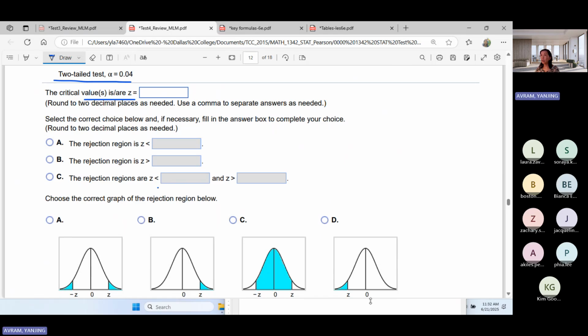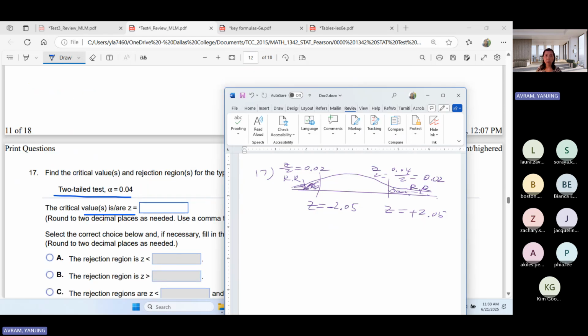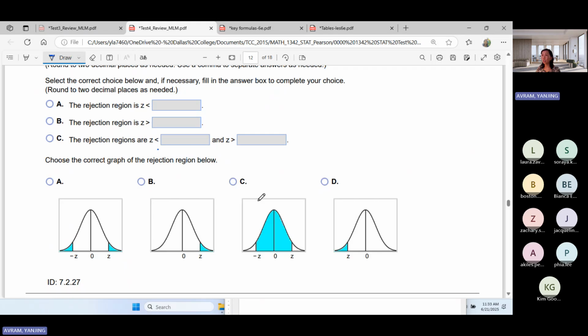or z is greater than, and either side will be good, right? If you fall in this side or this side, they are all good. Okay, so one is less than negative 2.05. Another one, on the right side, should be greater than 2.05. Okay, so that's your two-tail. And which one is the correct answer? This one is the correct answer. That's the tail, right? Not the middle one, but the tail. Okay.